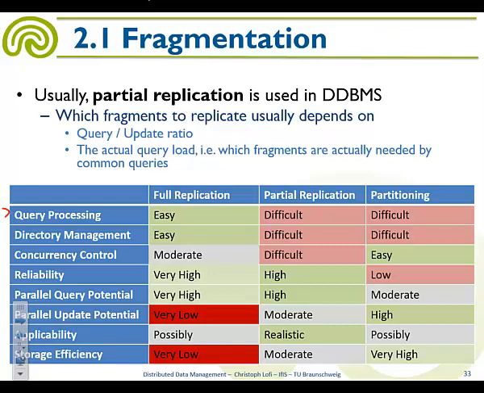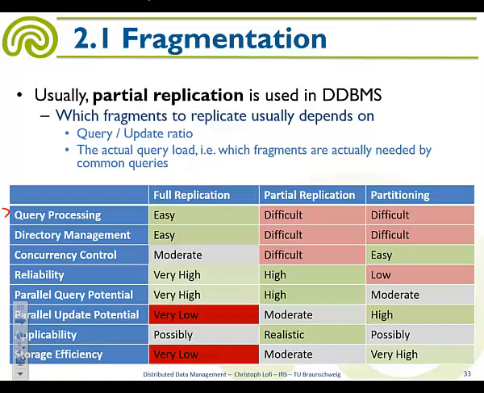It's very annoying. While if you do full partitioning, which means you have every fragment only once, that's super easy because you have only a single copy of each data, so you don't care about concurrency and transaction control. But then, of course, for partial replication and partitioning, directory management and query processing get more annoying and more complicated because you have to ship queries quite a lot. You have to figure out where data is located, which is not very easy.